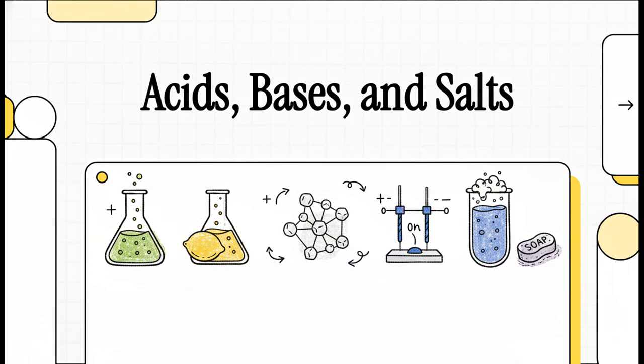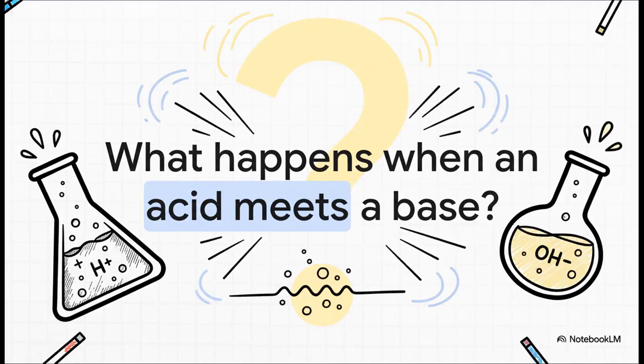Hello, students. Today, we're going to explore a very important topic from your chemistry syllabus: acids, bases, and salts. These substances are everywhere in our daily lives, and understanding them is fundamental to chemistry. So, let's start with a simple question to get us thinking. We know that acids and bases are, in a way, chemical opposites. But what happens when they actually meet? What is the reaction when you mix an acid and a base together?